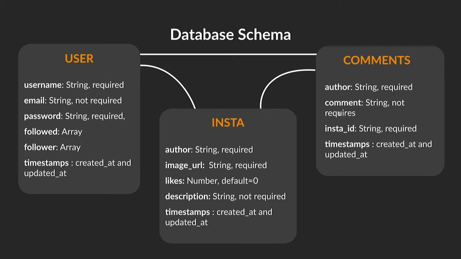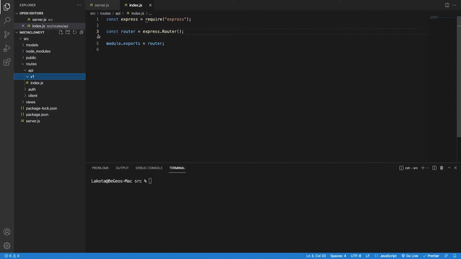So if I have 3 models here, I'm going to have 4 routes for the user, 4 for the Insta, and 4 for the comment. So in total, I'm going to have 12 routes. There might be more, but as a base, we're going to have 12 routes, so 4 for each. And let's see what I can do here.